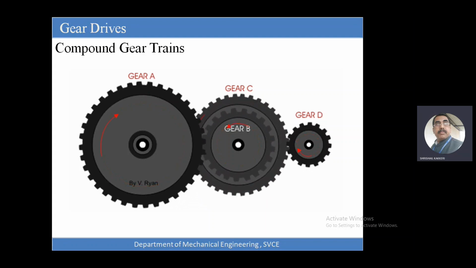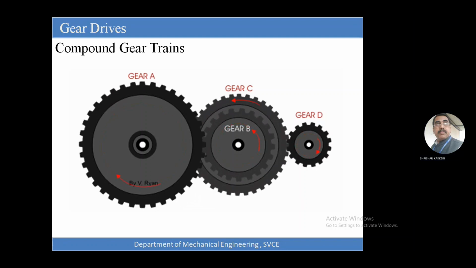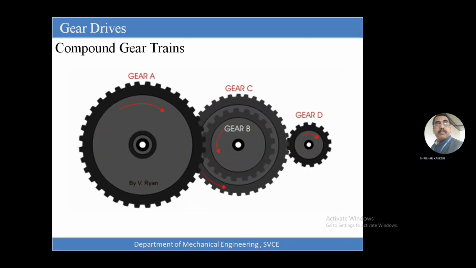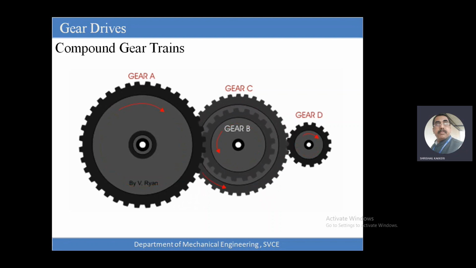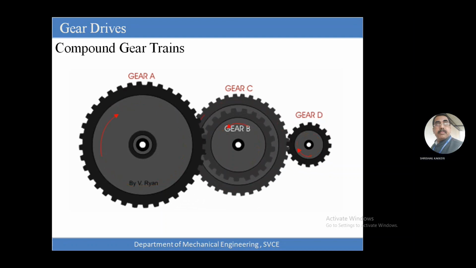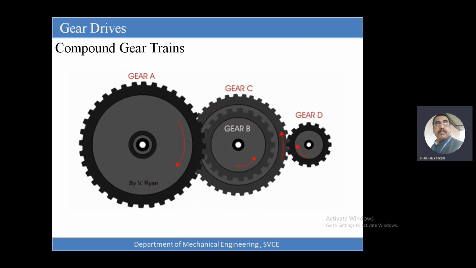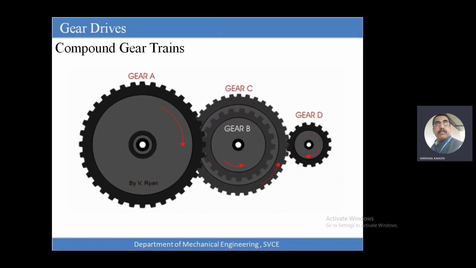And one of you please tell me, gear A is meshing with which gear? The gear which is meshing with the gear A. Gear B is meshing with the gear A, and gear C is meshing with the gear A. And how to find out the velocity ratio? I'll be giving you a small example here.